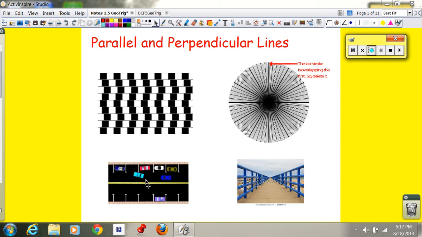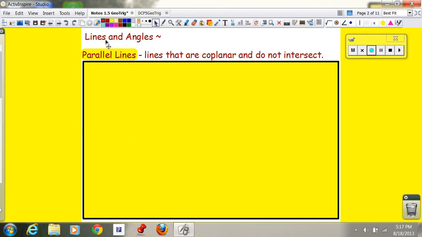Parking lots are great examples of parallel and perpendicular. Bench rails, great examples of the parallel lines and the perpendicular lines. So, with that being said, go to the next page.